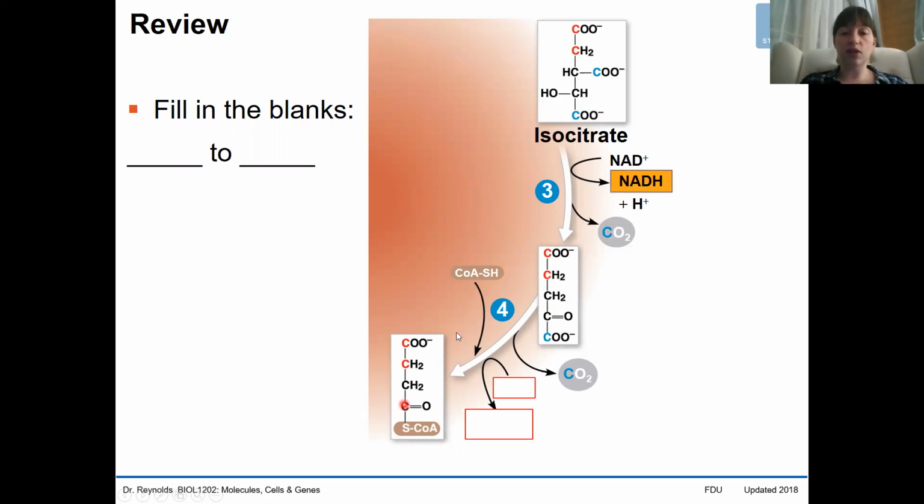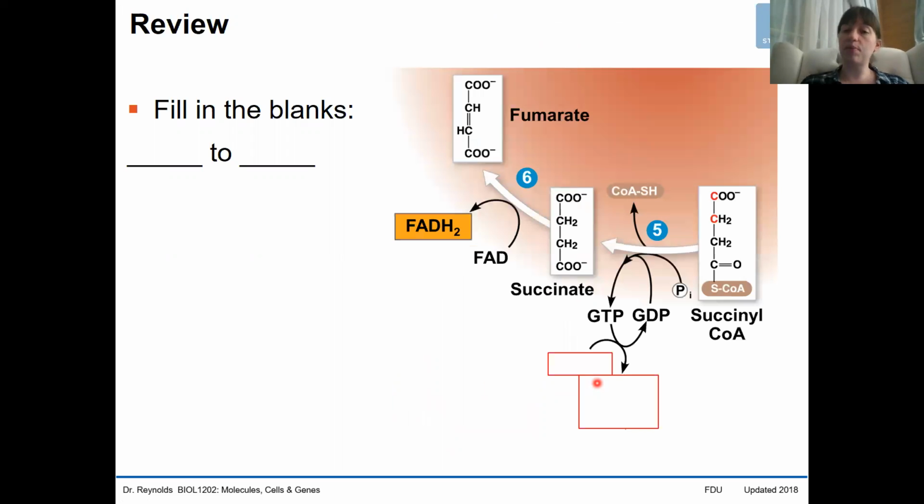And this results in the loss of CO2. Well, since we've oxidized this molecule with the loss of CO2, we also must reduce a molecule. And so we're going to go from NAD+ to NADH. In this step, you'll notice that we went from a molecule that's 4 carbons to 4 carbons. So we didn't lose a carbon dioxide. And that also means that we didn't reduce a molecule of NAD+ to NADH.